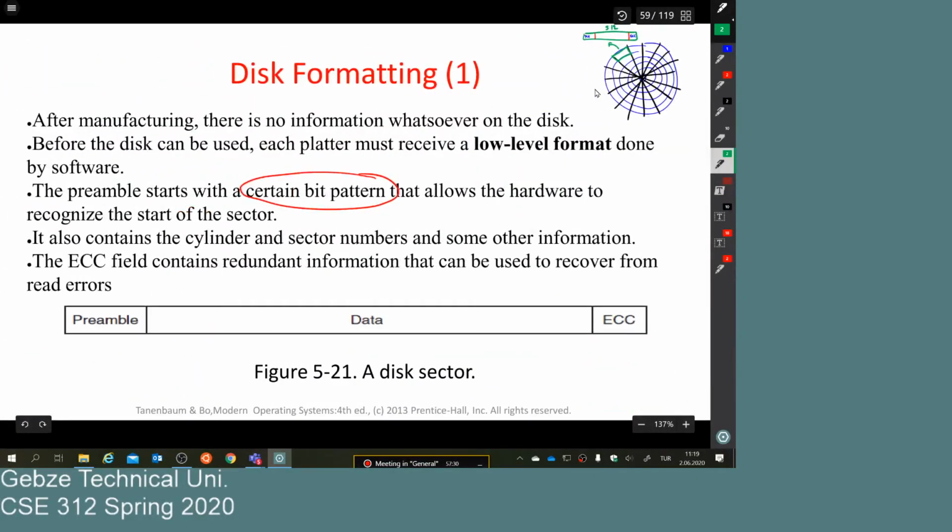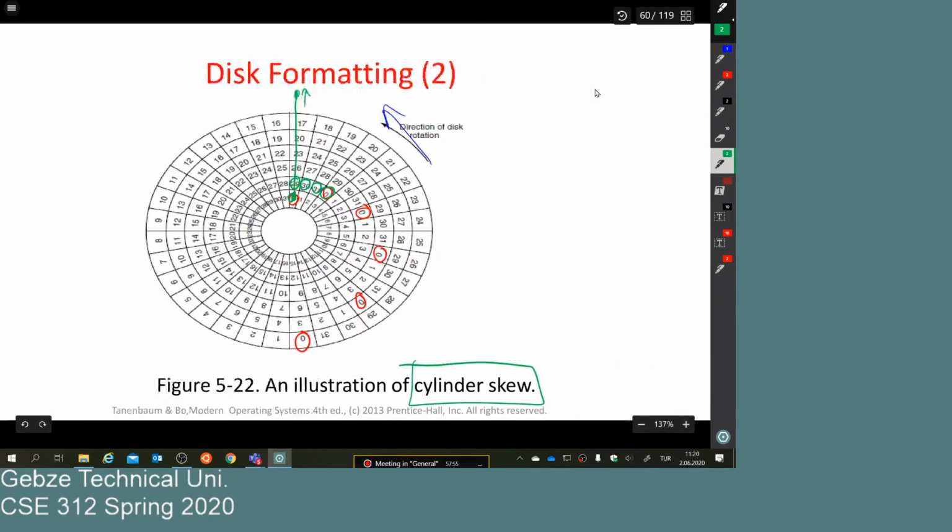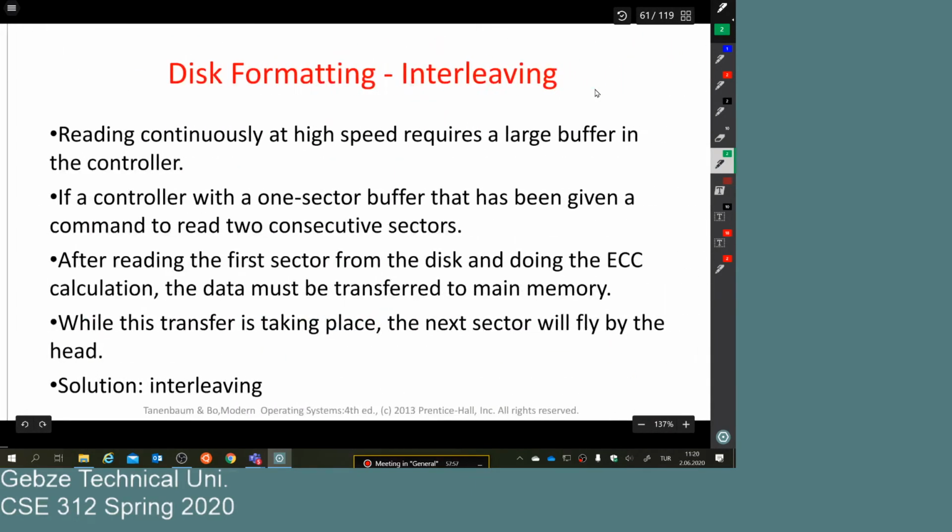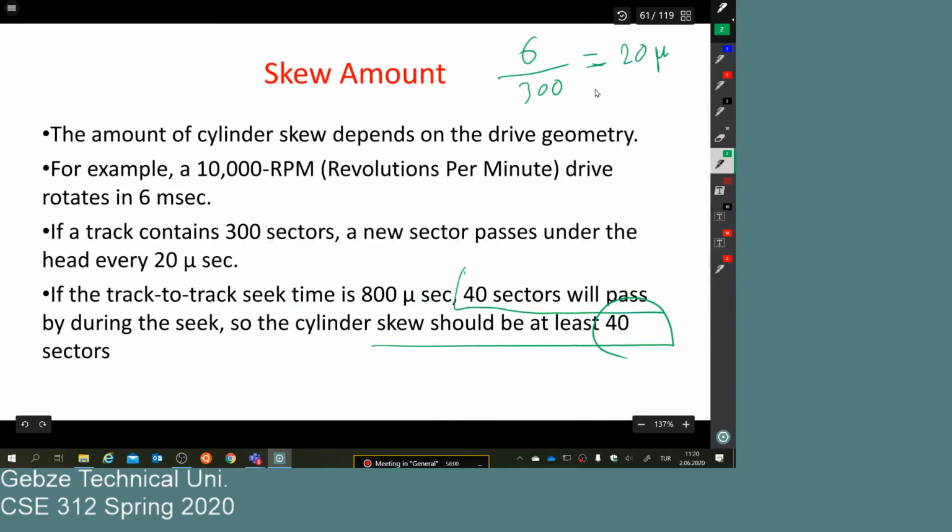When you do the disk formatting, as I said before, it is up to you how you are going to number your sectors. Your drive speed, your rotation time, and your track to track, cylinder seek time, are the important factors to calculate this skew amount. Okay, any questions about cylinder skew?